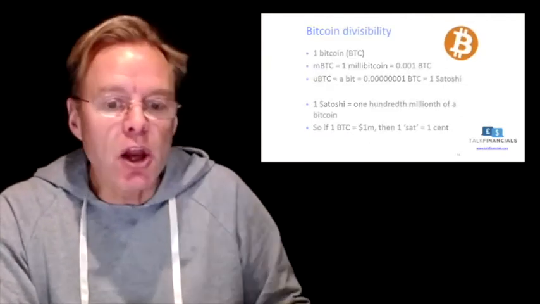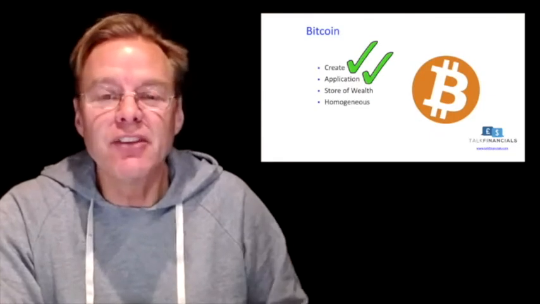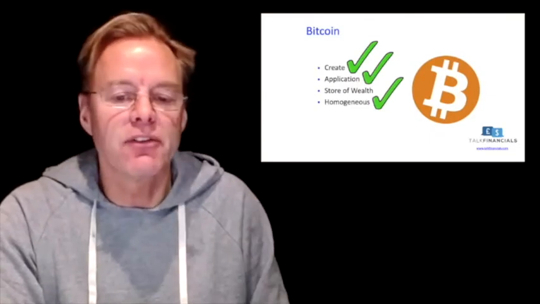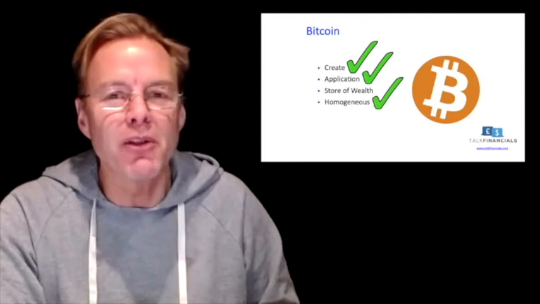So, go back to our ticks. Is it homogeneous? Is it divisible? Absolutely, yes it is. So our last one is a store of wealth. Is it a store of wealth?